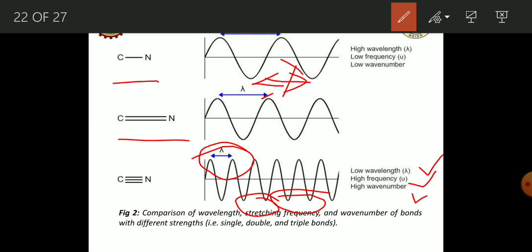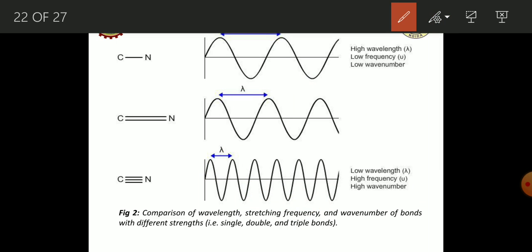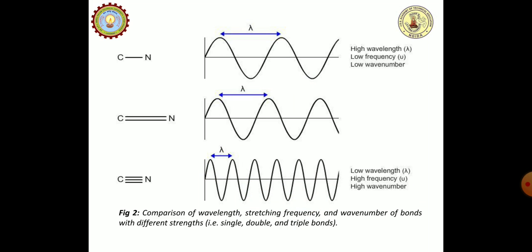A high lambda value, as in the first figure with the C single bond, means low frequency and lower wave number. So when the strength of the bond increases, it increases the stretching frequency and wave number.